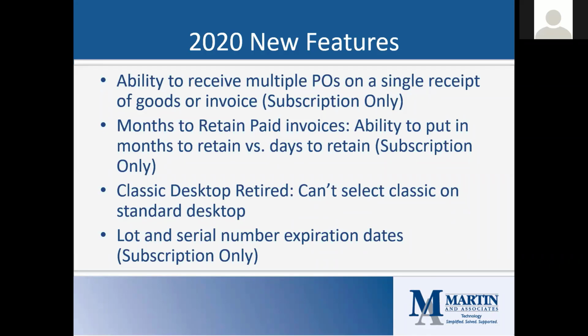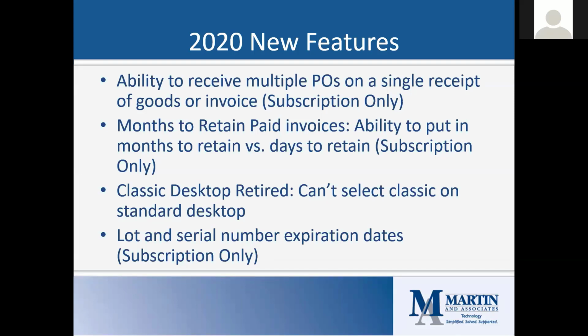So when you do a receipt of goods for a vendor now and multiple POs are on that receipt, you can do all those on one single receipt. Prior to this release and this feature, you had to do a receipt for each PO. So if multiple POs got shipped together, you had to do 2 receipts in the system and break them out when you did the receipt.